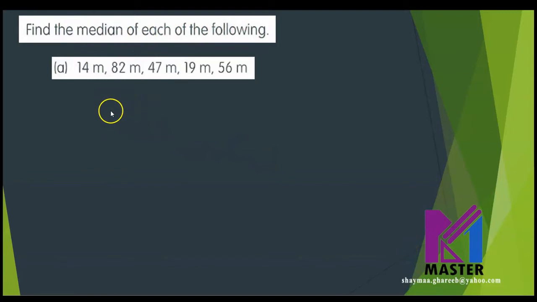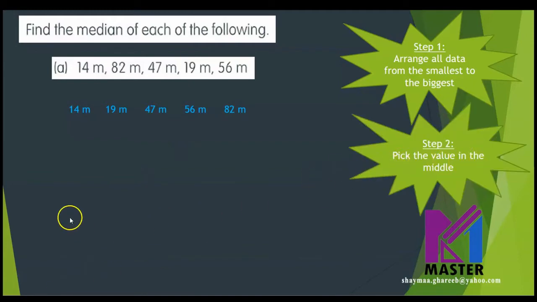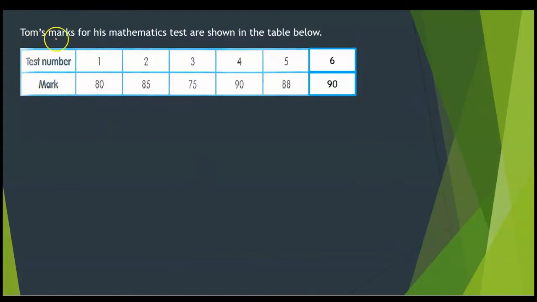Find the median of each of the following. We have here some different lengths in meters: 14 meters, 82 meters, 47 meters, 19 meters, and 56 meters. So step one, as we said, in order to get the median, arrange all the data from the smallest to the biggest. So I have to arrange these numbers from the smallest to the biggest: 14, 19, 47, 56, and then 82. What we should do next, pick the value in the middle. To pick the value in the middle, I'm going to cross the smallest value with the biggest value, the smallest with the biggest. Then I will be having one value exactly in the middle, which is the 47 meters. So the median value here is 47 meters. Now let's see the second example.